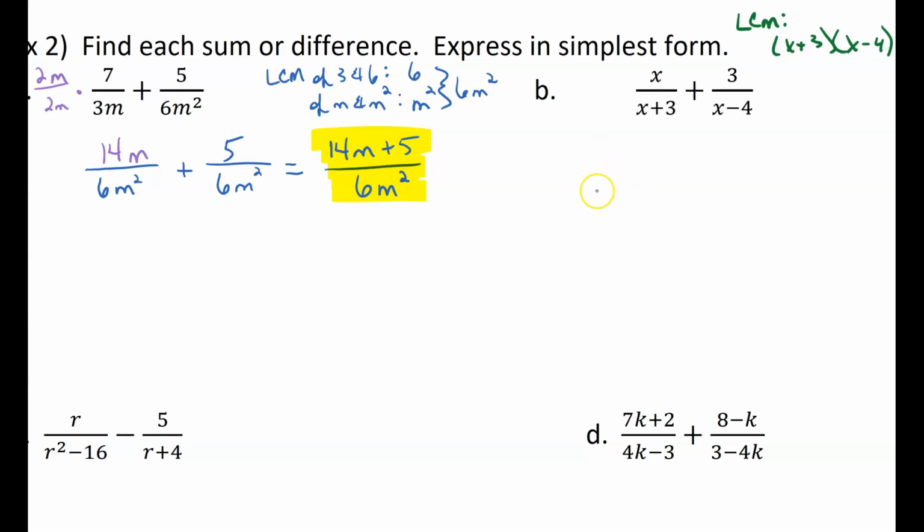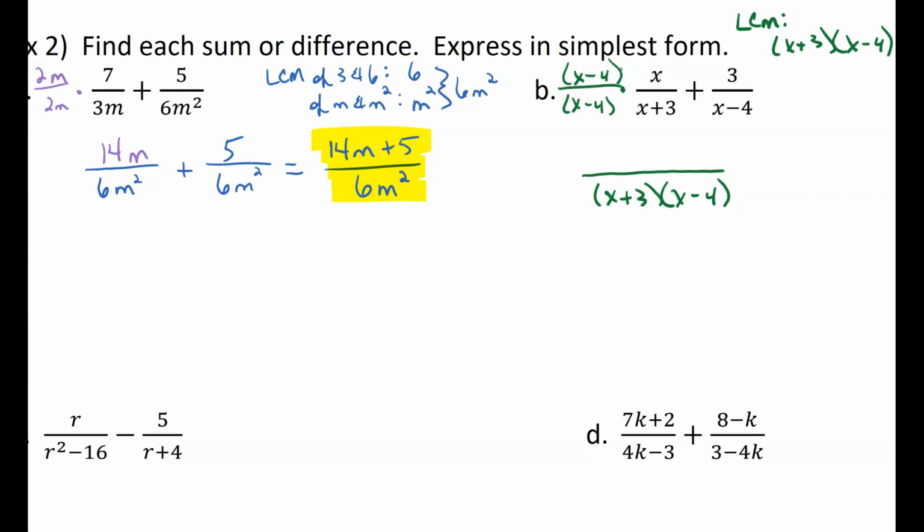Okay, so in the first one, x plus 3, x minus 4, I already have an x plus 3, so what is the only term I need to multiply in? The x minus 4. Yeah, x plus 3 is already there, so I have to multiply this one by the x minus 4, and also have to do it to the numerator.